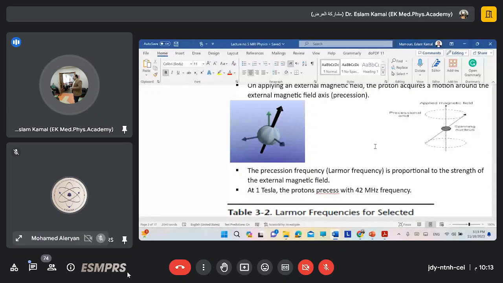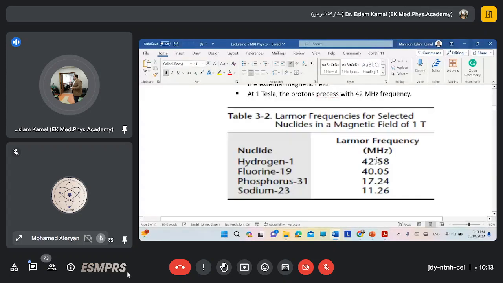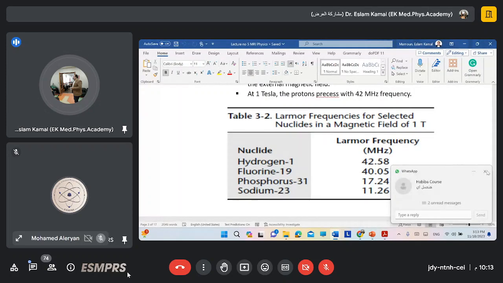So there is direct proportionality between the external magnetic field and the precession frequency. By the Larmor equation, as you can see here, we have the Larmor frequency, which depends on the external magnetic field strength. So now, if you are positioning the patient under a 1 Tesla machine, the hydrogen has 42.5 million hertz. This is the Larmor frequency for hydrogen.